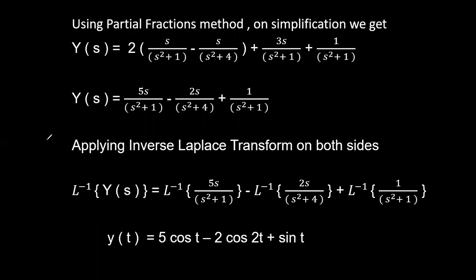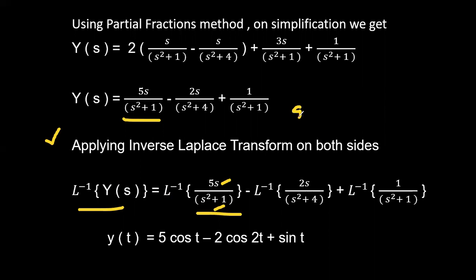So now what we have to do? Now we have to apply the inverse Laplace transform on both sides in order to get the required solution. So for this, again you have to apply the linearity property. Laplace inverse of y of s is equal to 5 into Laplace inverse of s by s square plus 1, this 5 is a constant which can be taken outside. Next, minus 2 into Laplace inverse of s by s square plus 4, plus Laplace inverse of 1 by s square plus 1.